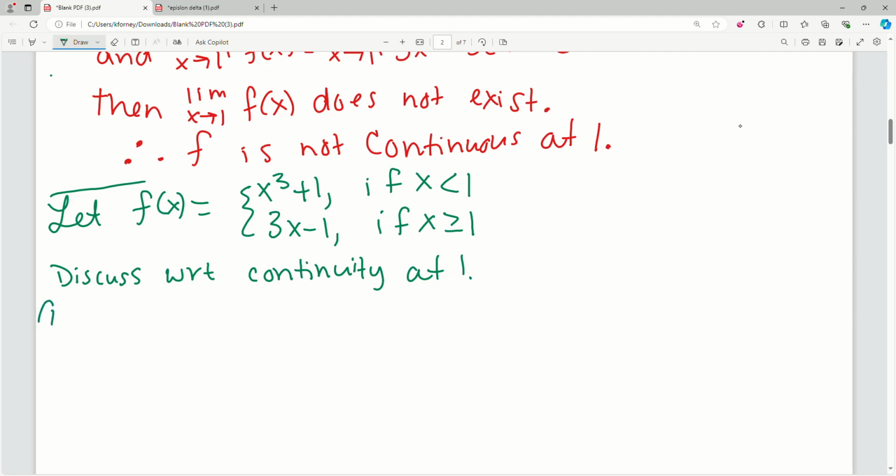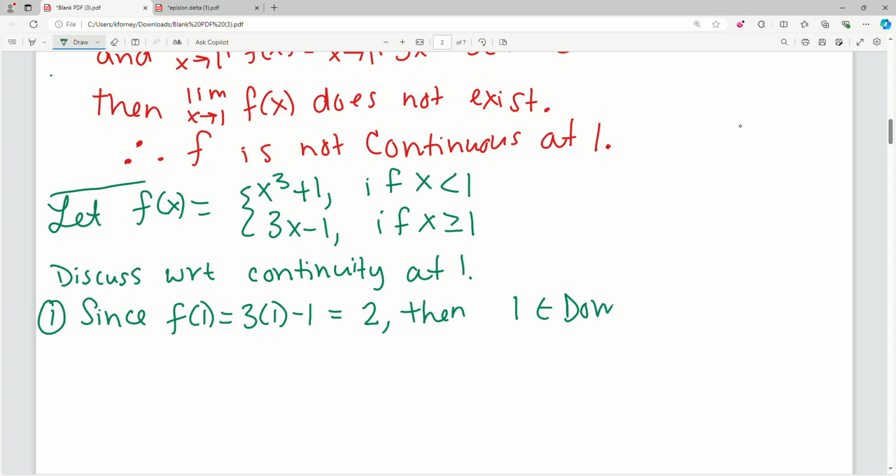So the first thing we have to do is find out, is 1 in the domain? f of 1 would be 3 times 1 minus 1, which is 2. So that tells me 1 is in the domain.